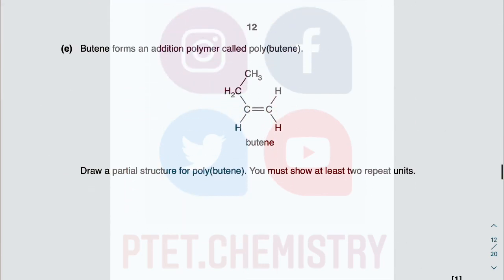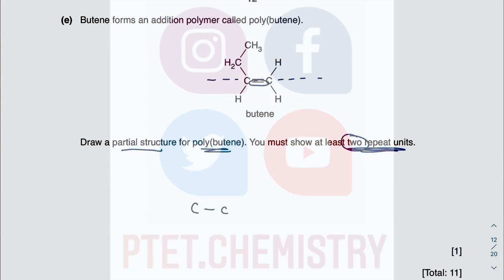Butene forms an addition polymer called polybutene. So you need to show a partial structure for polybutene, 2 repeat units. Okay, 2 repeat units. When you form the polymer, you will lose a double bond. So what you actually get is, I would draw the single bond. I would draw 4 carbon because this is one of the double bonds. This is another one of the double bonds. They add. And then this is a polymer, so I have to show open chain. I need 2 repeat units. This is going to be my 1st repeat unit. This is going to be my 2nd repeat unit.